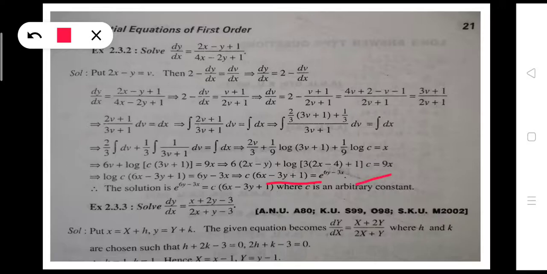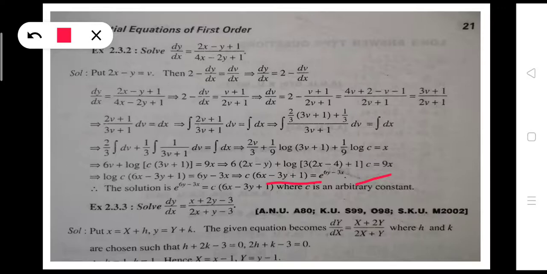Therefore, the solution is e power (6y minus 3x) is equal to c into (6x minus 3y plus 1), where c is an arbitrary constant. And solve another example.